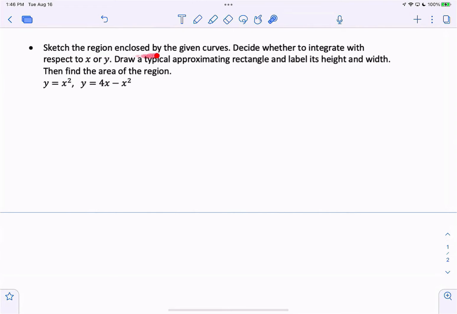Sketch the region enclosed by the given curves, decide whether to integrate with respect to x or y, and draw a typical approximating rectangle, label its height and width. Then find the area of the region. We have y equals x squared and y equals 4x minus x squared.